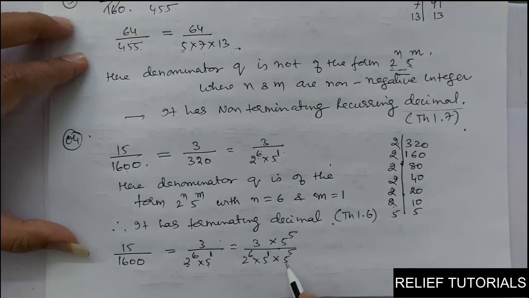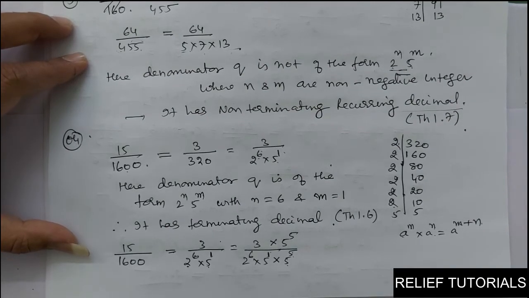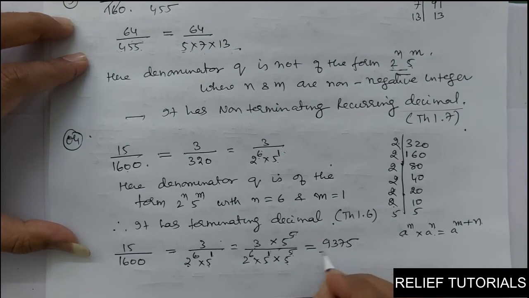You know this theorem: a raised to m into a raised to n is equal to a raised to m plus n. When bases are the same and powers are different, you add the powers. We have learned this in 9th standard. So 5 raised to 1 into 5 raised to 5. Now what will you write? 5 raised to 5 multiplied by 3. So 5 raised to 5 is 3125. If you multiply by 3, 3125 into 3 is 9375 upon.